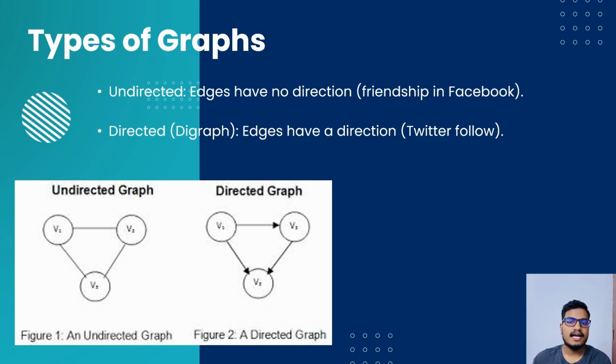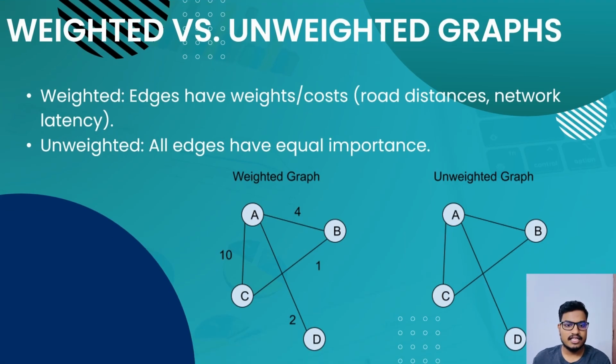Next, weighted and unweighted graphs. Another way to classify graphs is by weights. Weighted graphs have a number or cost associated with each edge. For example, road distance between cities or network latency between servers. Unweighted graphs treat all edges as equal. There is no extra cost. All connections are the same. This distinction is really important for algorithms like Dijkstra's, where we care about the shortest path.